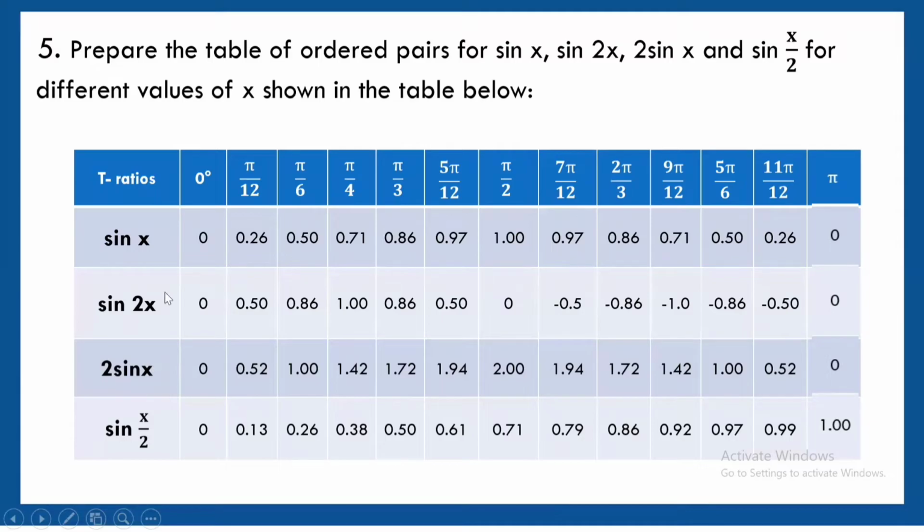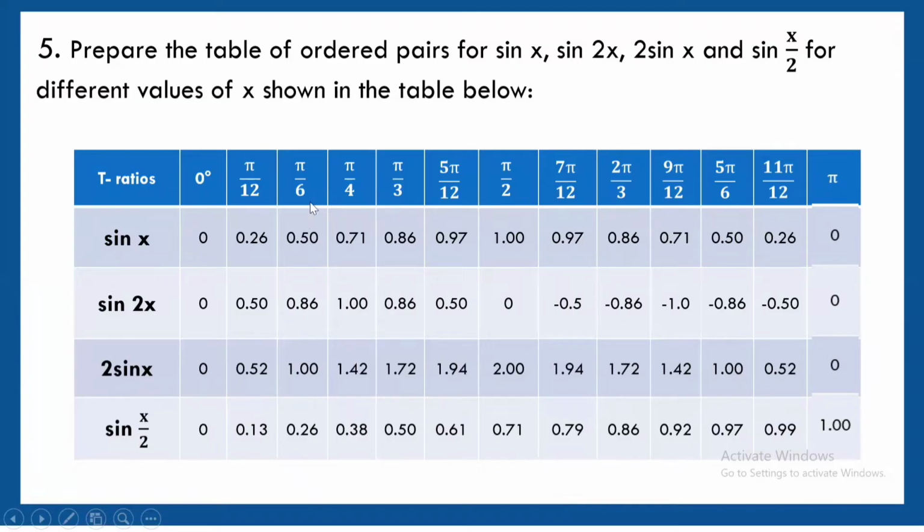Then 2 sin x means double of this sin x. It was 0, so double of 0 is 0. Double of 0.26 is 0.52. Double of 0.5 is 1. Double of 0.71 is 1.42, and so on. Sin x by 2 means, for x equal to 0, sin 0 by 2, which is sin 0. If x is equal to pi by 12, sin x by 2 will mean sin pi by 24, which is 0.13.